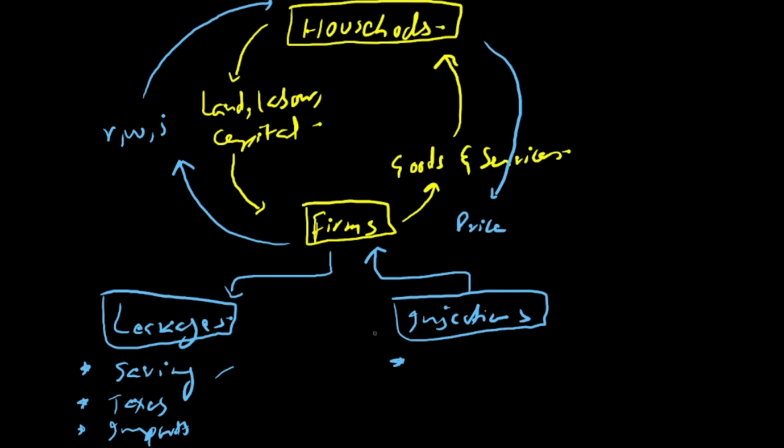Like whatever was saved by the people, now if they invest it into the businesses, then investment will lead to injections into the circular flow of income. Government took taxes and government can now spend it, so government expenditure will also be an injection. And instead of imports, if we start exporting goods to other countries, then it will lead to an inflow of money into the circular flow of income, because when we export in an open economy, it leads to an inflow of money into the country.